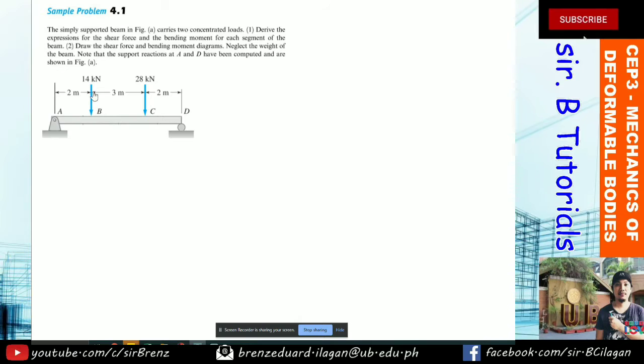As you can see here, we have a concentrated load applied at 2 meters away from point A and another 28 kilonewton, which is acting 2 meters away from support D. And for number 2, draw the shear force and bending moment diagram. Sabi dito, neglect the weight of the beam. So yung self-weight niya, ineneglect natin.